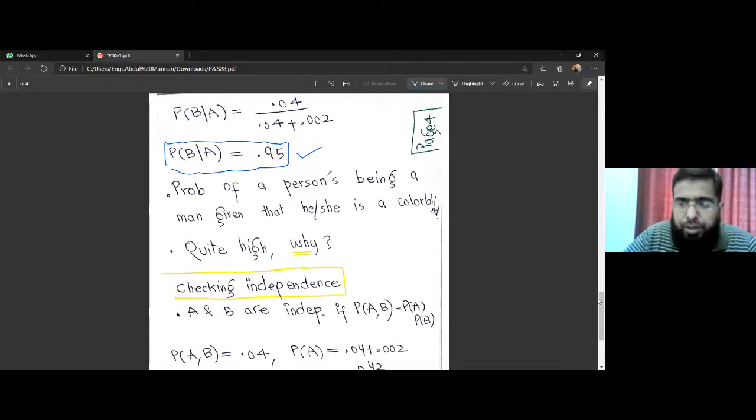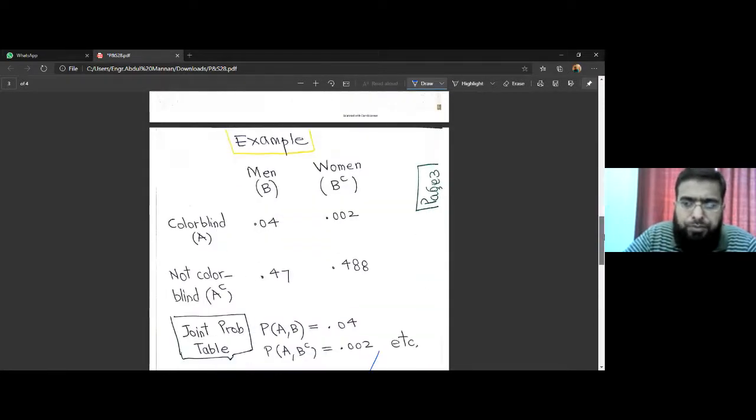You can compute the probability of B complement given A. It's a homework for you. Probability of B's complement means the probability that the person is a female given that the person is colorblind. You will get a very small value for this because colorblindness is a male dominant disease. It's found in males much more than in women. Therefore, probability of B given A gives a result very close to 1, whereas probability of B's complement given A gives a smaller result. You have to compute this as a homework.